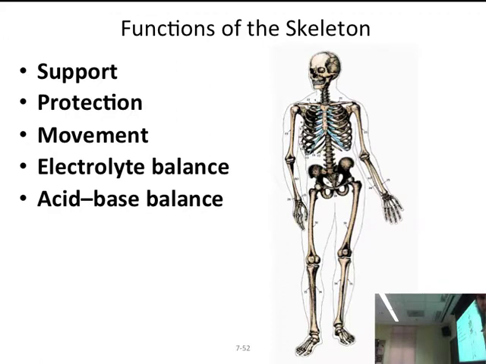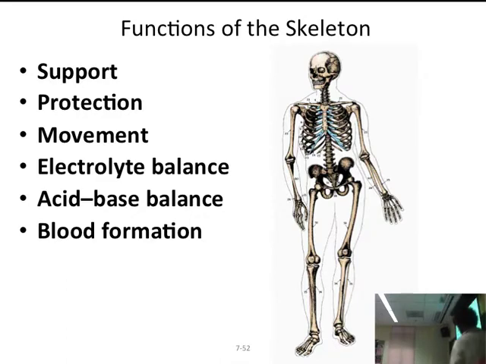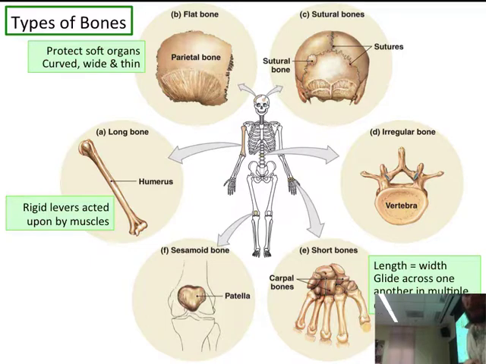Blood formation. Oops. Well, electrolyte balance is basically calcium storage. So, support, protection, movement, acid-base balance is part of it, all right? By the skeleton's role in electrolyte balance and controlling the buffering of the blood. And then, of course, the long bones are the site of red blood cell formation. All right. There are 6 types of bones.